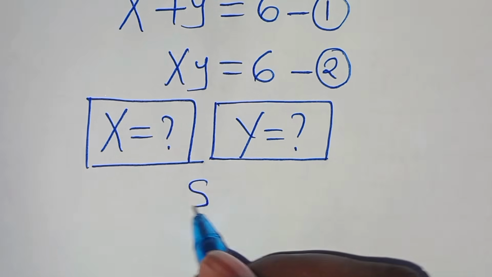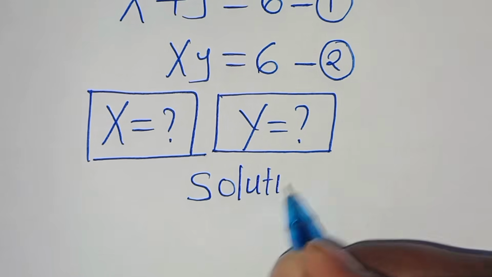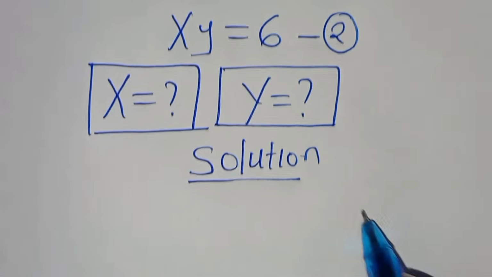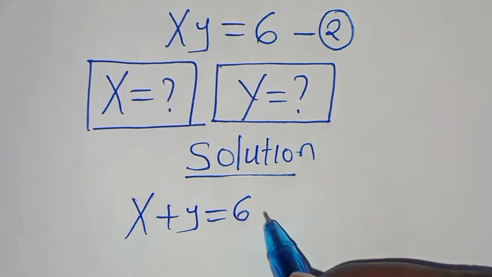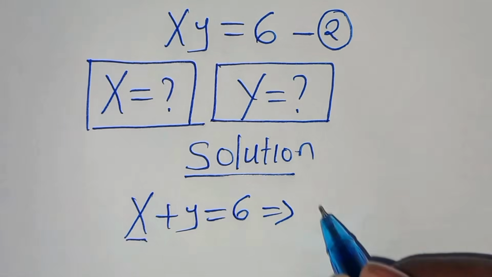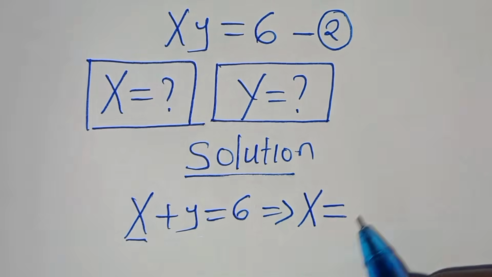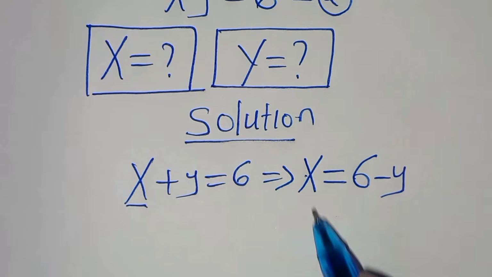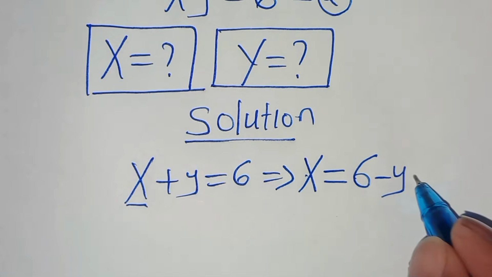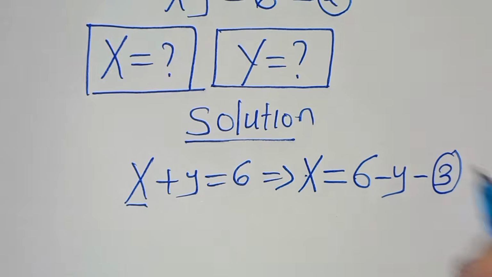Now let's provide a solution here. From equation 1, which is x plus y equal to 6, let's make x the subject of the formula so that we have x equal to 6 minus y. Let's call this equation 3.